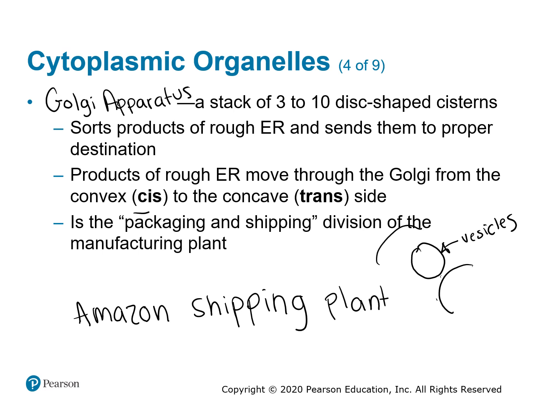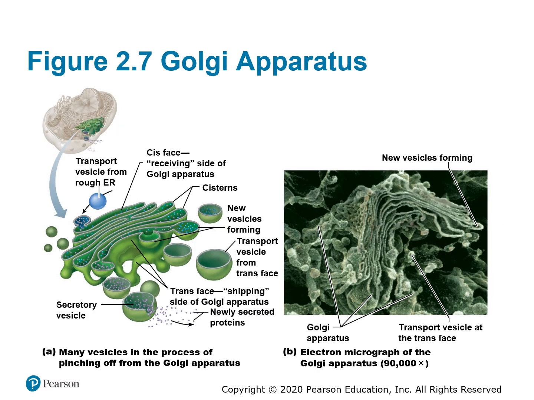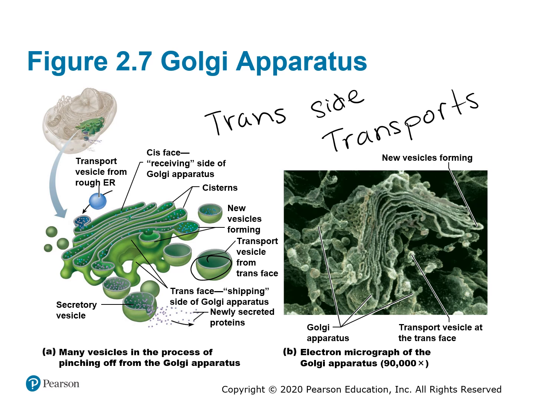And essentially it comes in from the cis side, gets packaged up, and then sent out to the trans side. Okay? So that's our packing and shipping guy, Golgi apparatus. And that's kind of what it looks like. And you'll see all these little vesicles that transport things out. Trans side, transports. Okay?